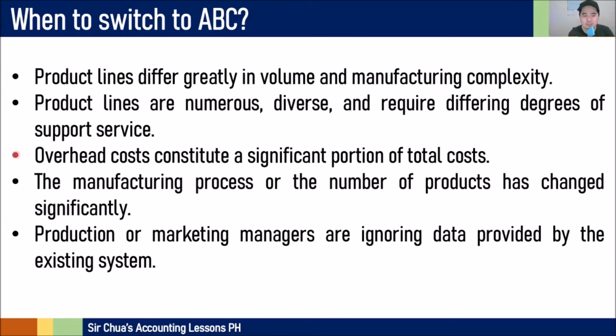So if you think that overhead cost is a bit material, or it's really big when you compute for the tatlong magkakapatid of materials, labor, and overhead, then your overhead should really be precise. I don't suggest really using traditional method if your overhead cost is really material. You have to be precise with that overhead cost when it's material, and it includes a really significant portion of the total cost of the magkakapatid. The manufacturing process or the number of products has changed significantly, so there might be big changes in your production. I think you should switch also to ABC.